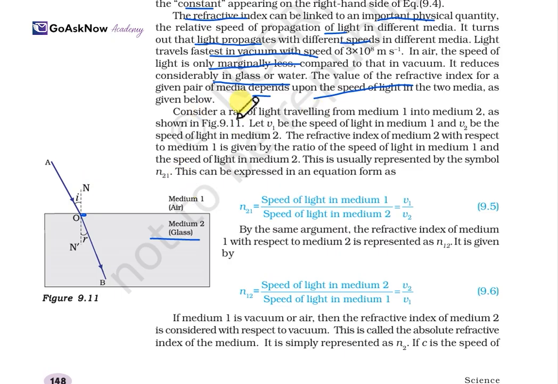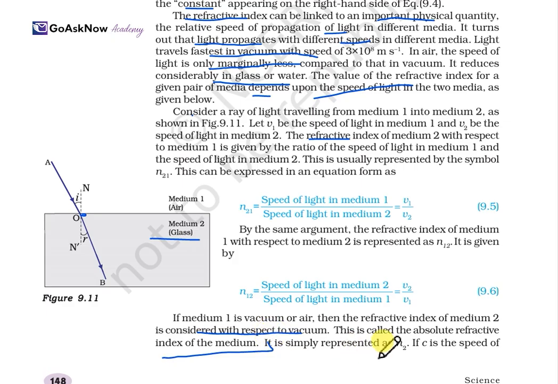Here, consider the ray of light traveling from medium 1 to medium 2. Let v1 and v2 be the speed of light in medium 1 and medium 2. The refractive index of medium 2 with respect to medium 1 is the ratio of the speed of light in medium 1 to the speed in medium 2. It means n21 is equal to v1 by v2. This is usually represented by the symbol n21, and can be represented in the equation as below, for n21 and n12. After this, if medium 1 is vacuum, then the refractive index of medium 2 is considered with respect to vacuum, and this is called the absolute refractive index of the medium.